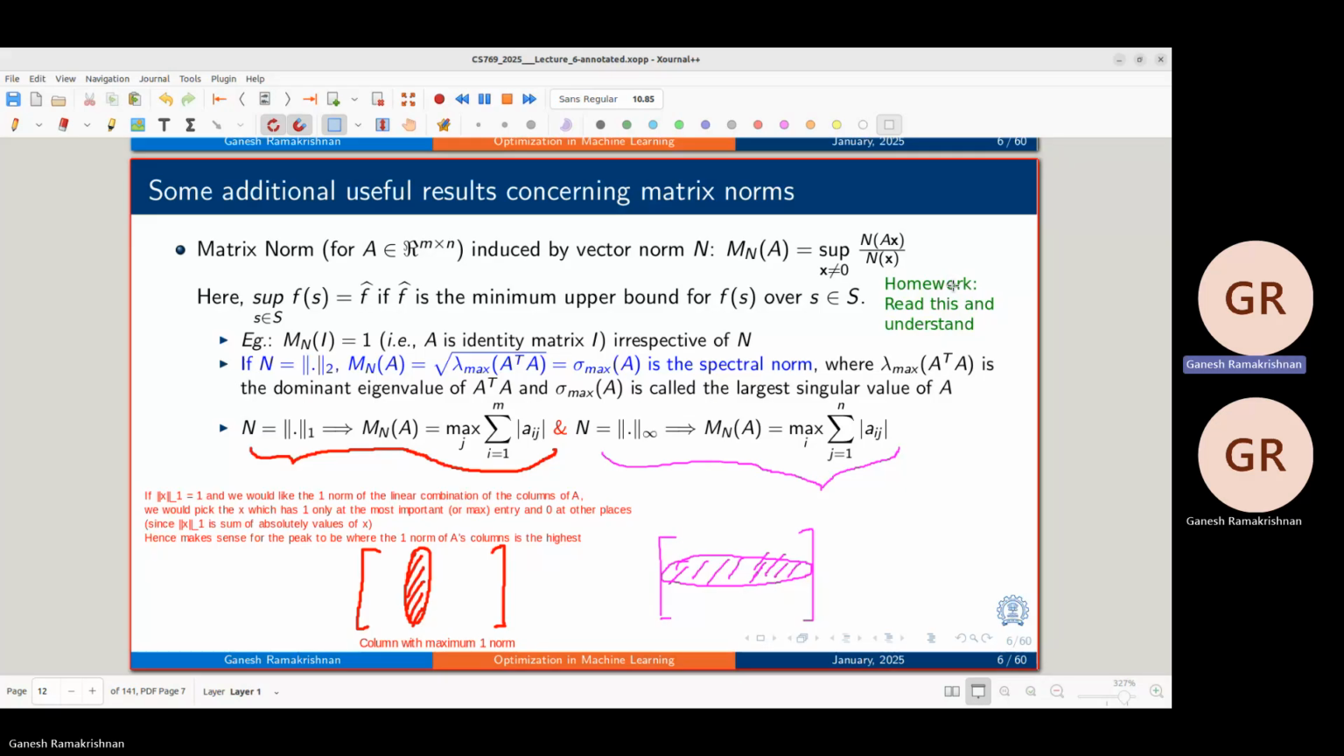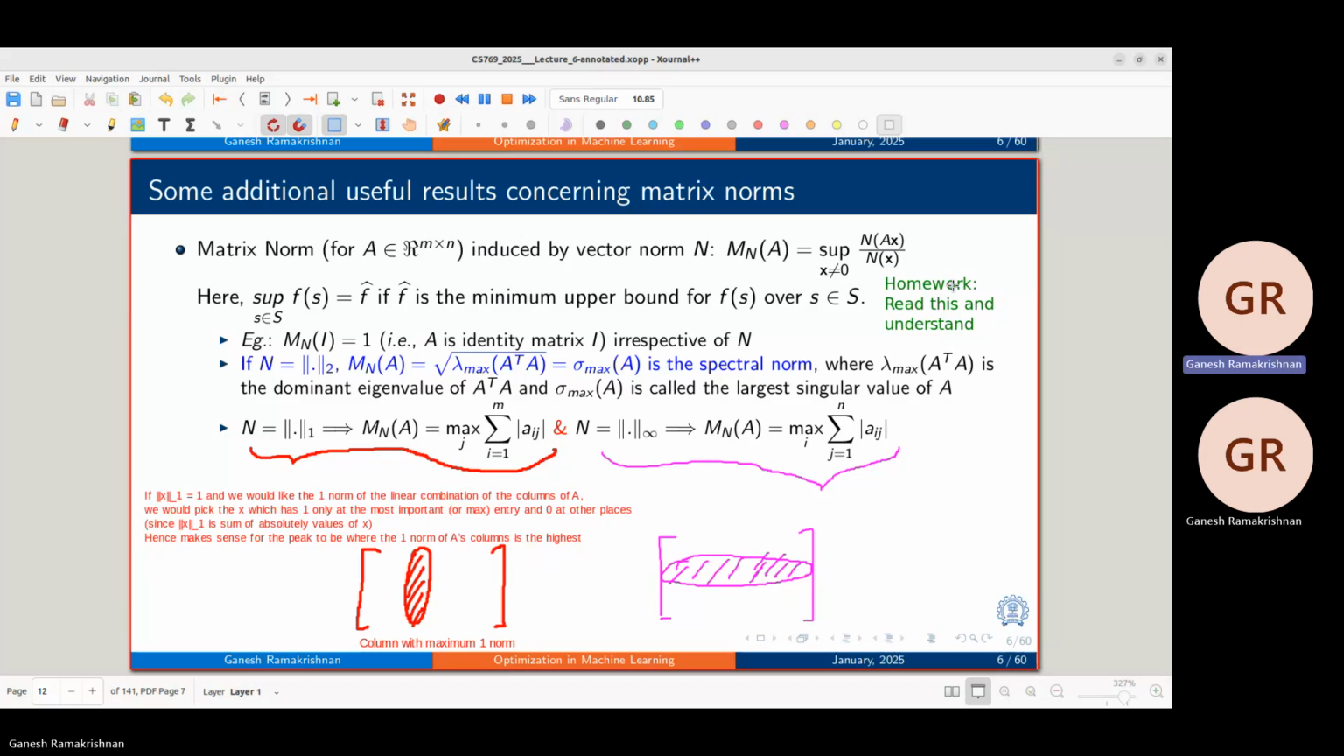So basically, if you take n to be one norm, then the corresponding matrix norm of A is the max over j, which means max over all the columns. The column which has the highest one norm. Is this clear? Okay. So that is the intuition here.